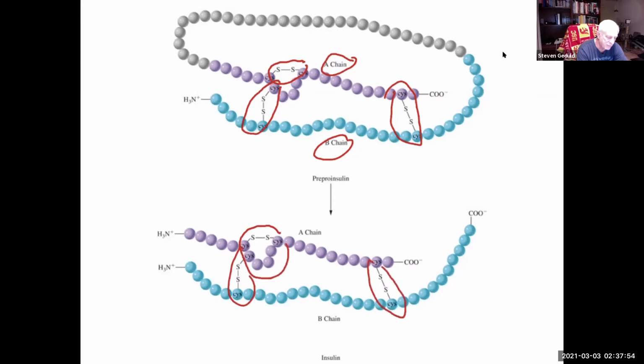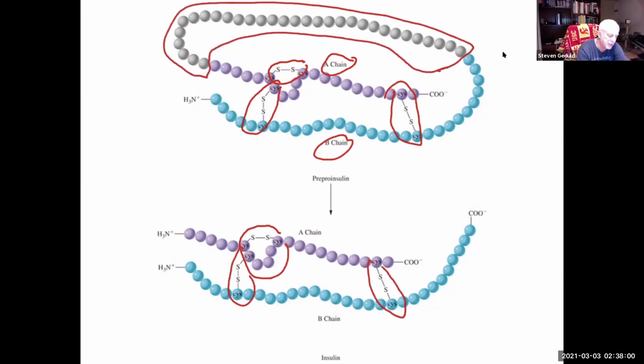And now you have removal of this section right in here. The disulfide bonds allow this to bridge and hold the chains together. You can see without the disulfide bonds forming, the A and the B chain would not stick together, and you would not form the proper shape of insulin, and insulin would be non-functional. So disulfide bridges are extremely important in biochemistry.